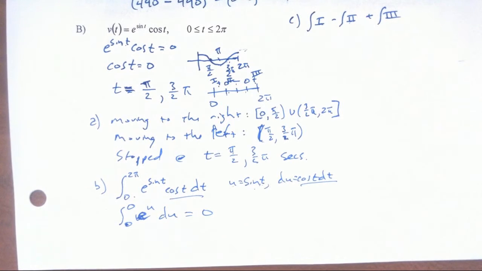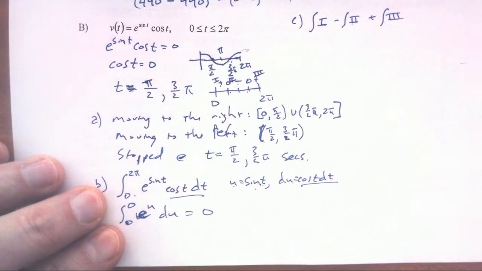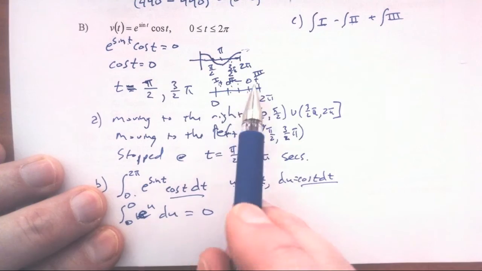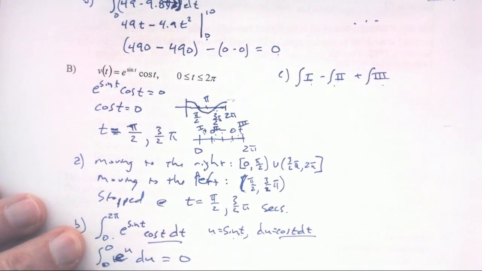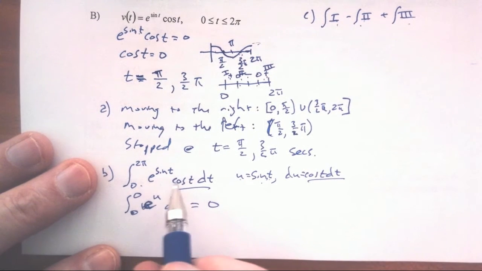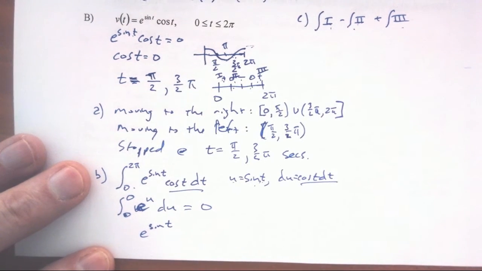Once again, our squirrel has not changed position, has 0 displacement. Might have moved. In fact, we know it moved. It moved to the right, then the left, then the right. So now what do we need? Let's finish this integral here without the bounds. The integral of e to the u is e to the u, so this is e to the sine of t.